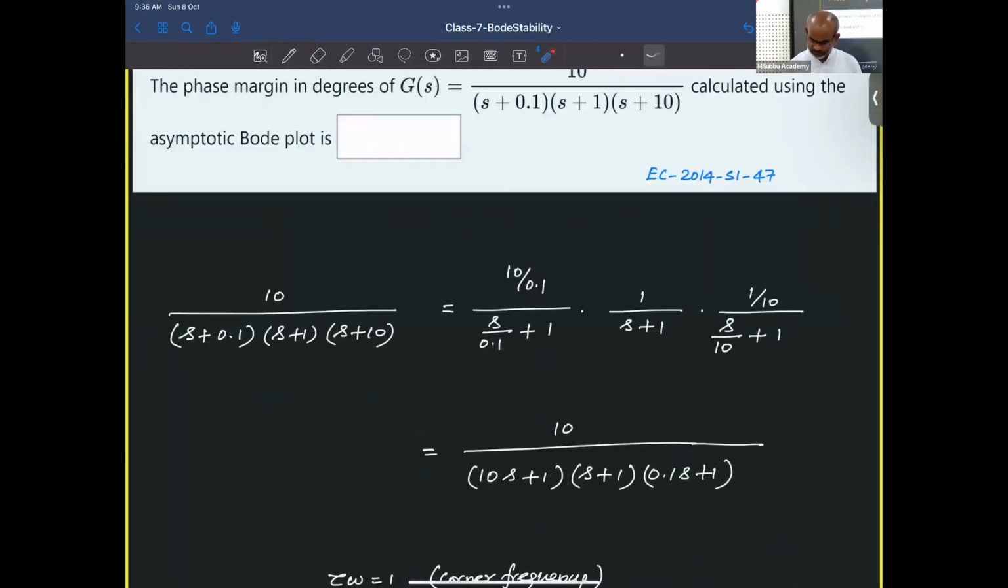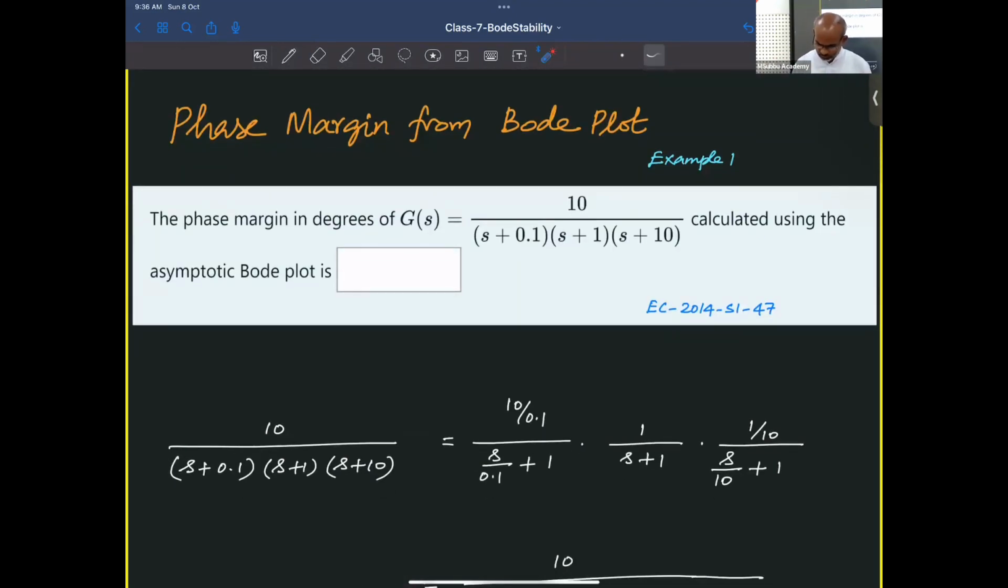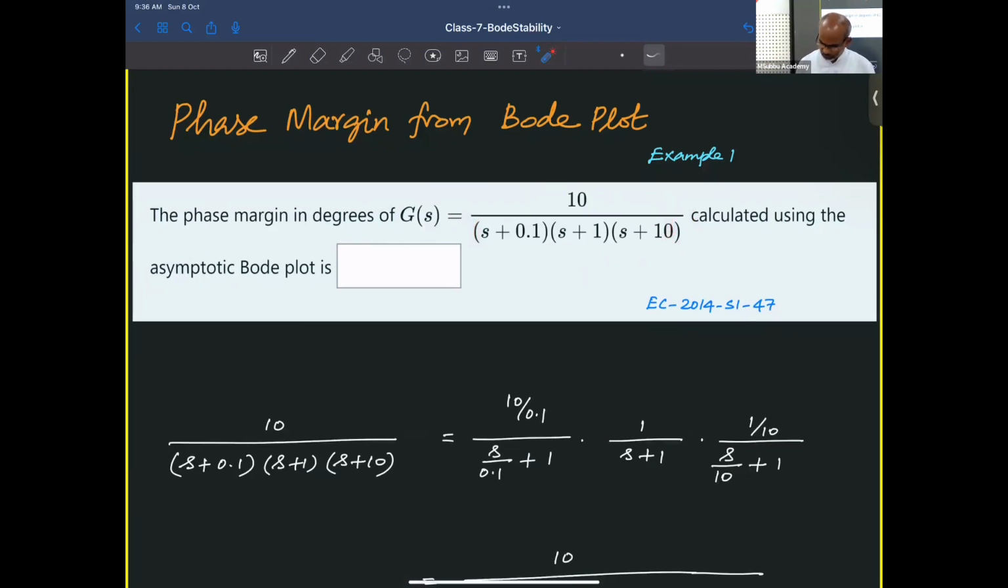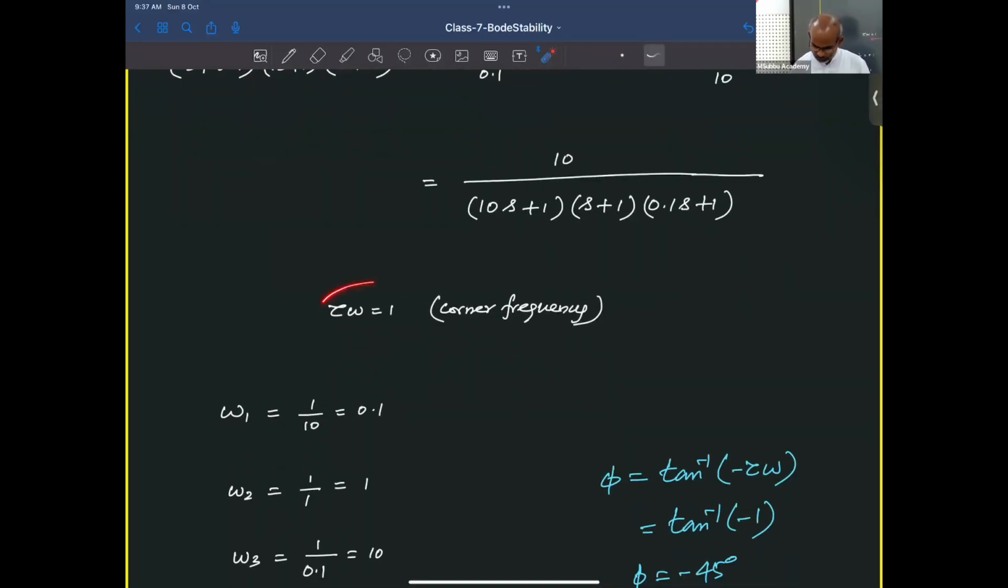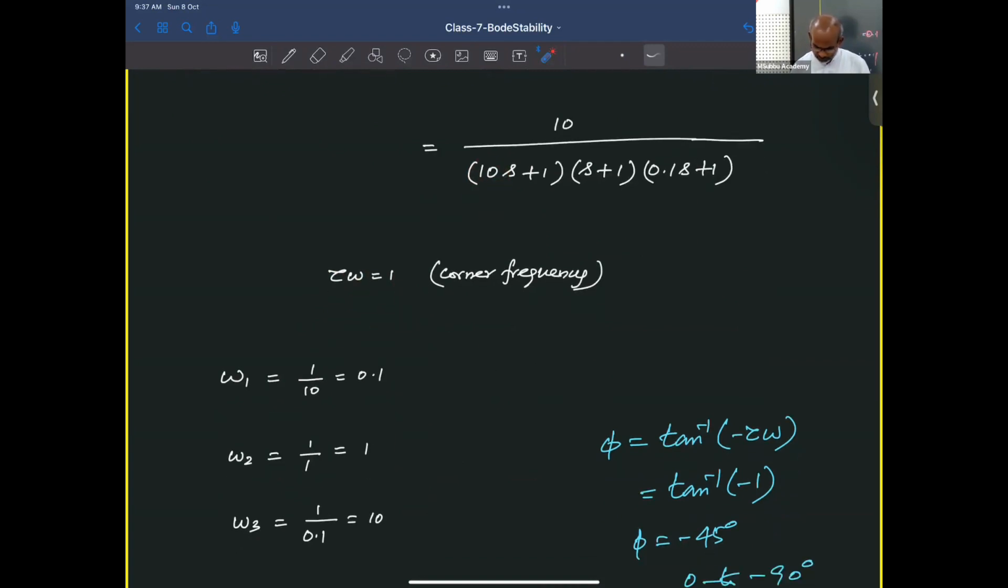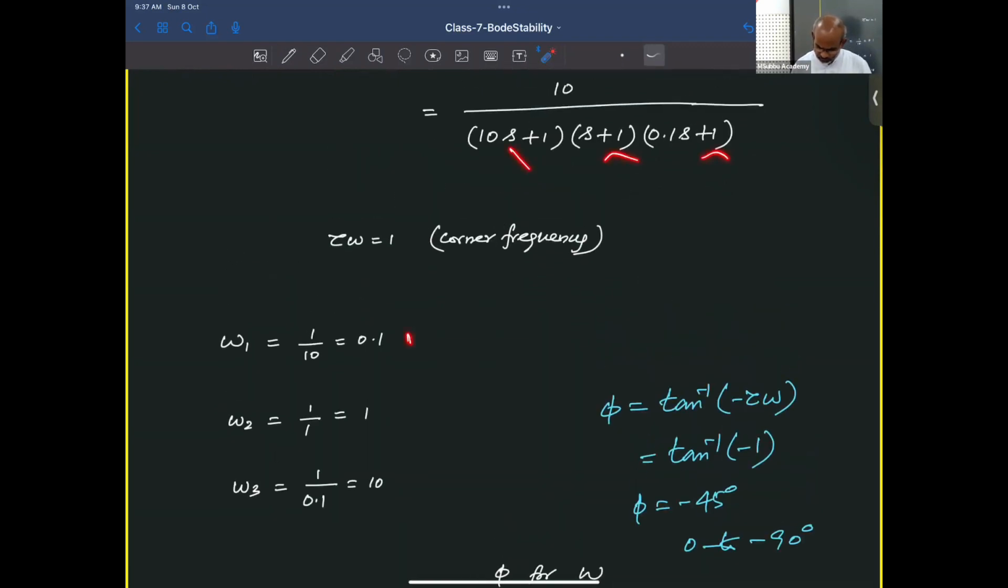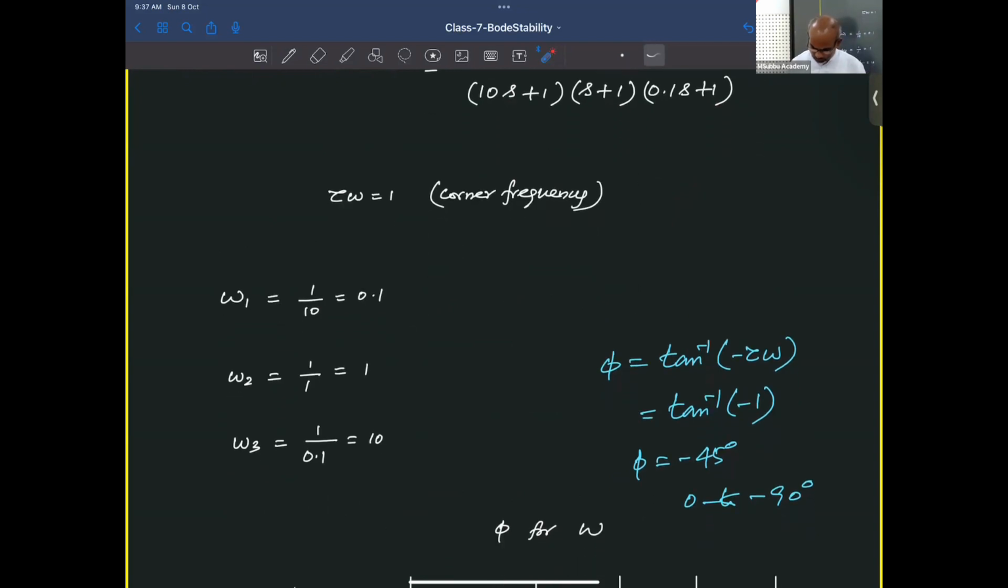Okay, I will repeat this entire thing again. Here, we need to get the phase margin of this system. For that, we are writing this in terms of, nicely rearranging to, first order systems in series with increasing corner frequency. What is corner frequency? Tau omega equal to 1. So we know this tau is 10. So what is the omega? Omega equal to 1 by tau. So these are all written. So these are having increasing corner frequencies 0.1, 1 and 10.